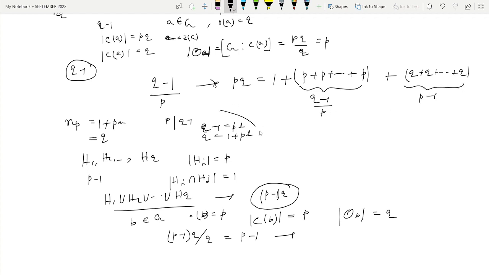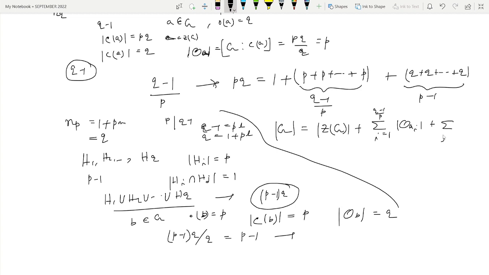So this is the class equation. Order of G equals order of Z(G) plus the summation over i equal to 1 up to (Q minus 1)/P of the orbit of Ai, plus the summation over j equal to 1 up to P minus 1 of the orbit of Bj.